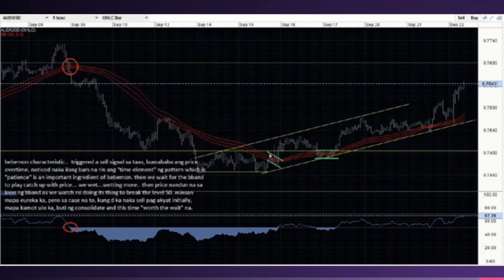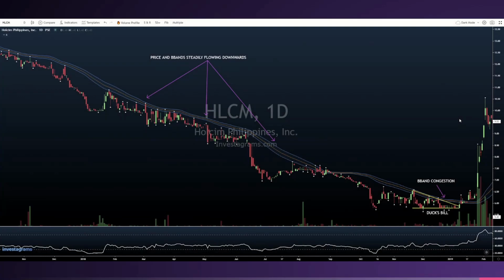tighten ng B-band. Here, accumulation. There, then we push. Alright? Next example, as I promised, is sa PSE. And this is Holcim, no? So, dito, nakikita nyo, ang tagal ng flow pababa.